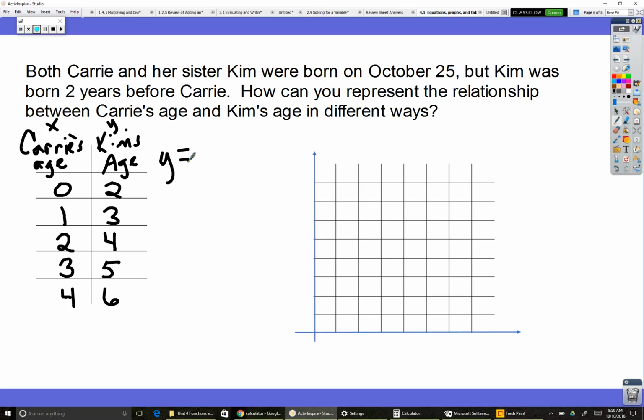Gabby? X plus 2. Good, x plus 2. Whatever Kim's age, or whatever Carrie's age is, we add 2 years to it to get Kim's age.